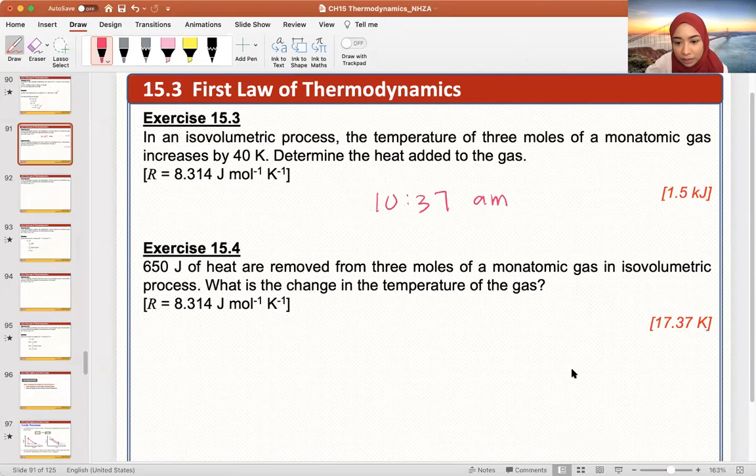Okay, so for the first one, I want Afrina. For the second one, can I get Fatihah? Okay. She's nervous. So Afrina and Fatihah. The rest of you, please try doing it yourself juga. This is part of your exercise.